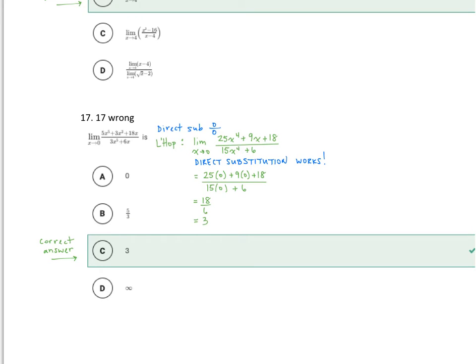Next up was number 17, where 17 of us got it wrong. We needed to figure out what the limit of that function was as x goes to 0. If you use direct substitution, we have a 0 over 0 scenario, which allows us to use L'Hopital's. When we apply L'Hopital, we're down to this limit here, which now we can use direct substitution on because it doesn't produce infinity over infinity or 0 over 0. So when we do, we get 18 over 6, which is 3. So C is the correct answer there.